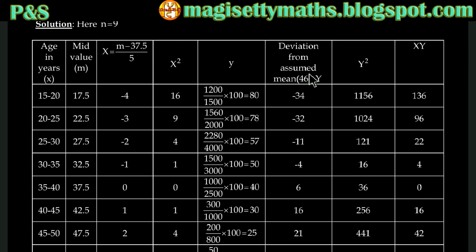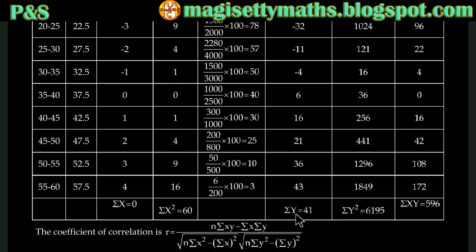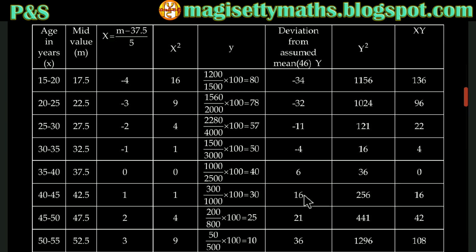We take here only deviations because we have direct data points, but in the first we have a series, so we evaluate the data using the formula x equals m minus 37.5 divided by 5, that is m minus assumed mean divided by h. But here we have direct data, so we take only the deviations from the mean, that gives minus 34, minus 32, minus 11 and so on. Evaluating the sum, summation y equals 41.